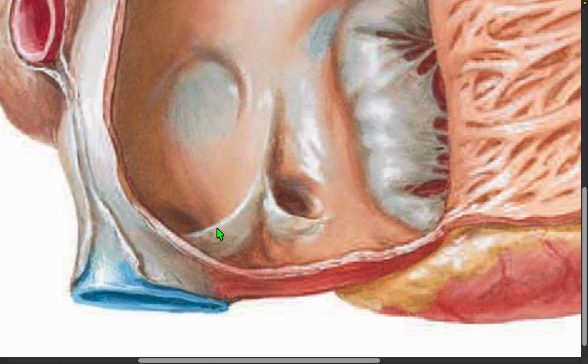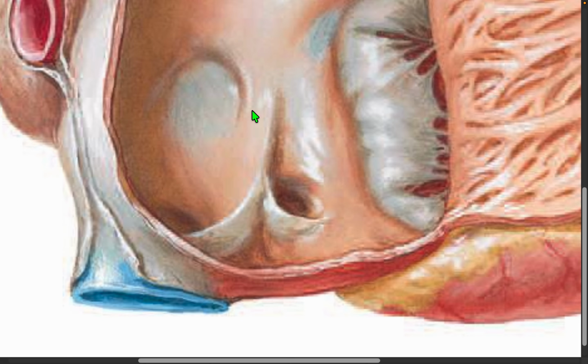And its concave free margin, that is this margin, projects into the right atrium, and it presents right and left horns. We can identify the right horn over here. We can identify the left horn over here. The right horn is continuous with the lower end of crista terminalis, which we have cut and reflected at this particular area, and the left horn is continuous with the anterior limb of limbus fossa ovalis. This is the limbus fossa ovalis.